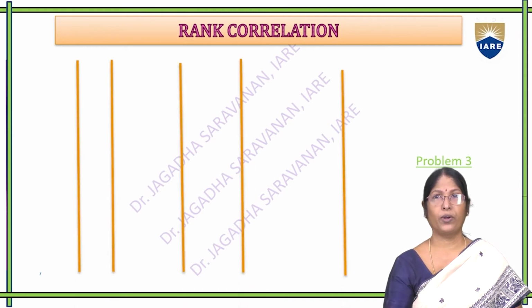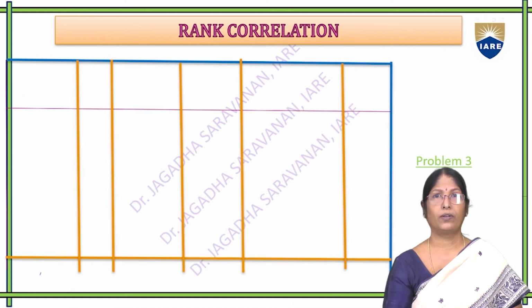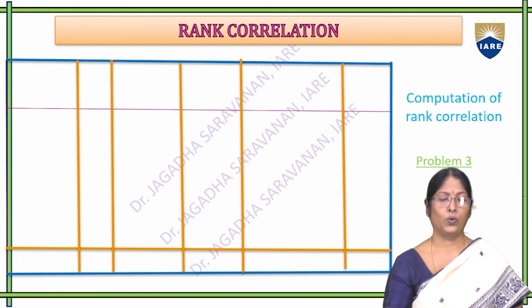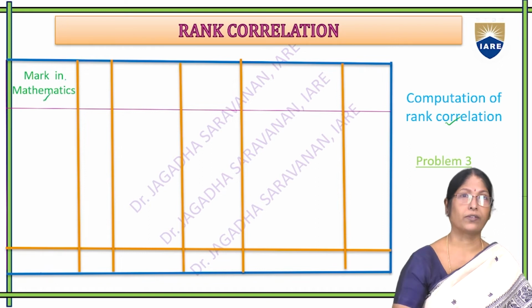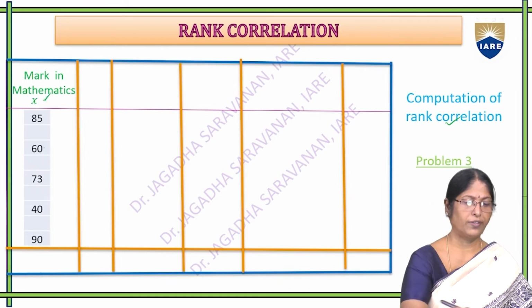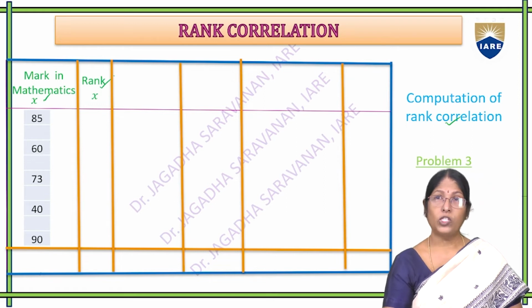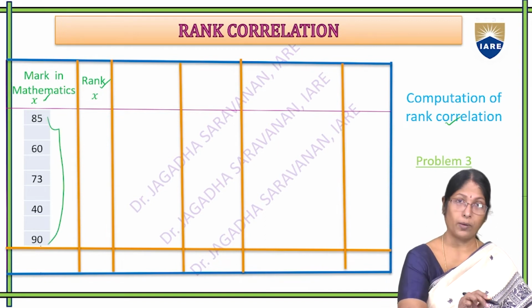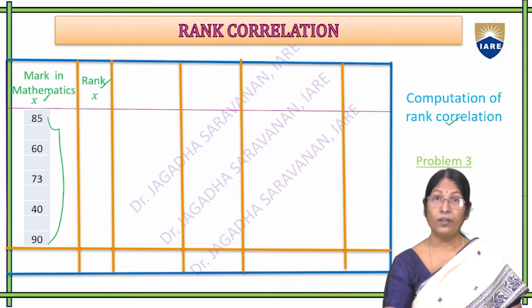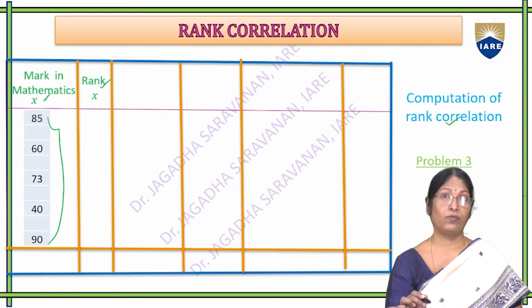Here you can see it very well. We are going to construct the table. So now, computation of rank correlation. Marks in mathematics, X: 85, 60, 73, 40 and 90. In this problem, 5 students are there, and these are the marks they scored. Rank is not given. We have to declare the rank. This is the problem which is different from what we solved in the previous 2 problems. This is to be noted. This point is very, very important.